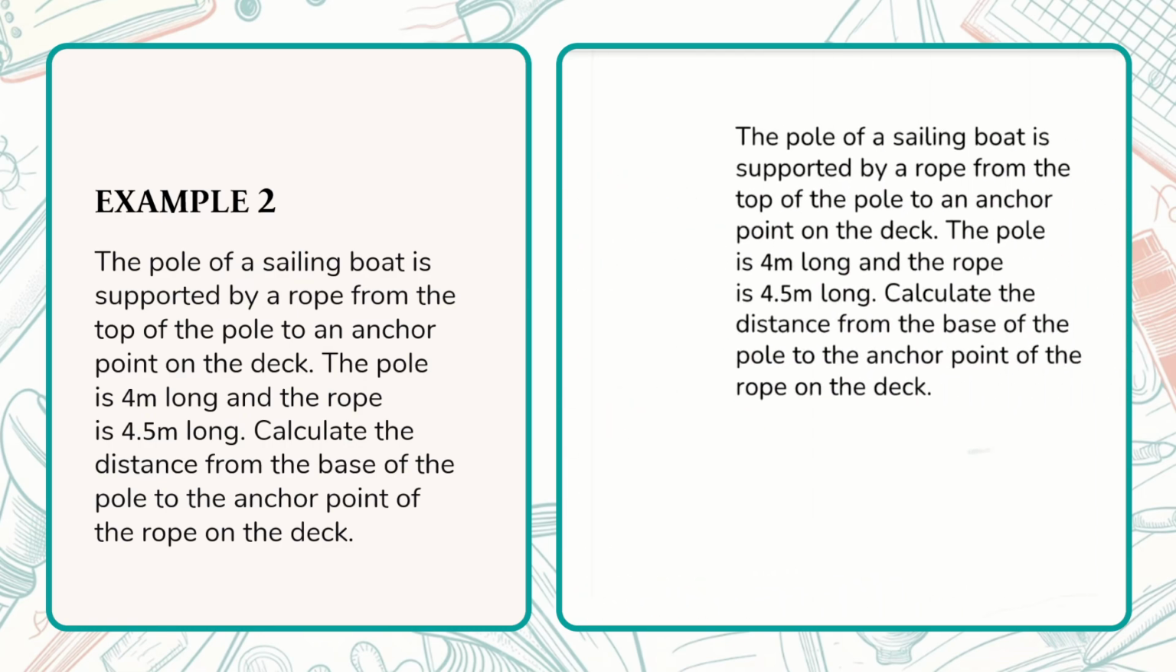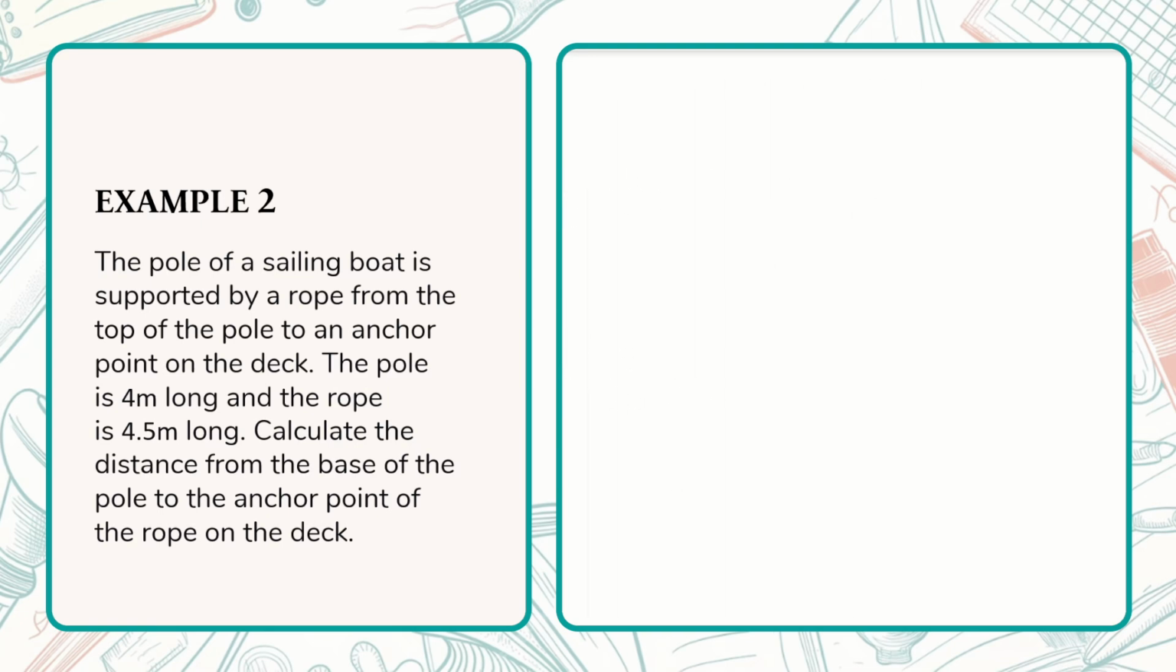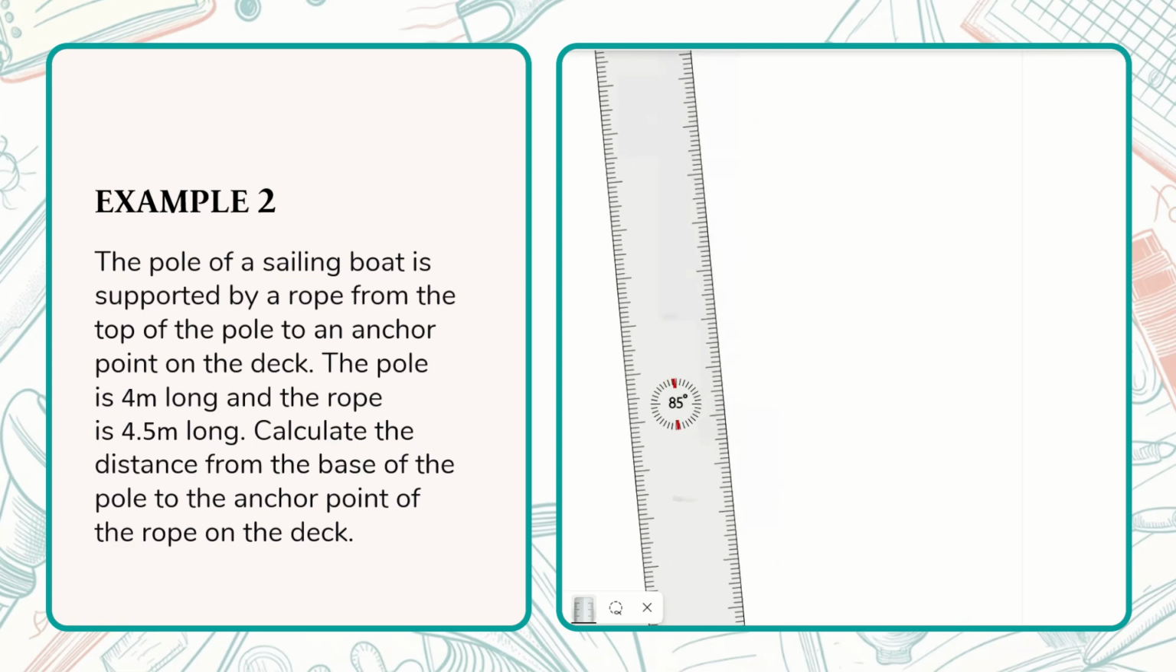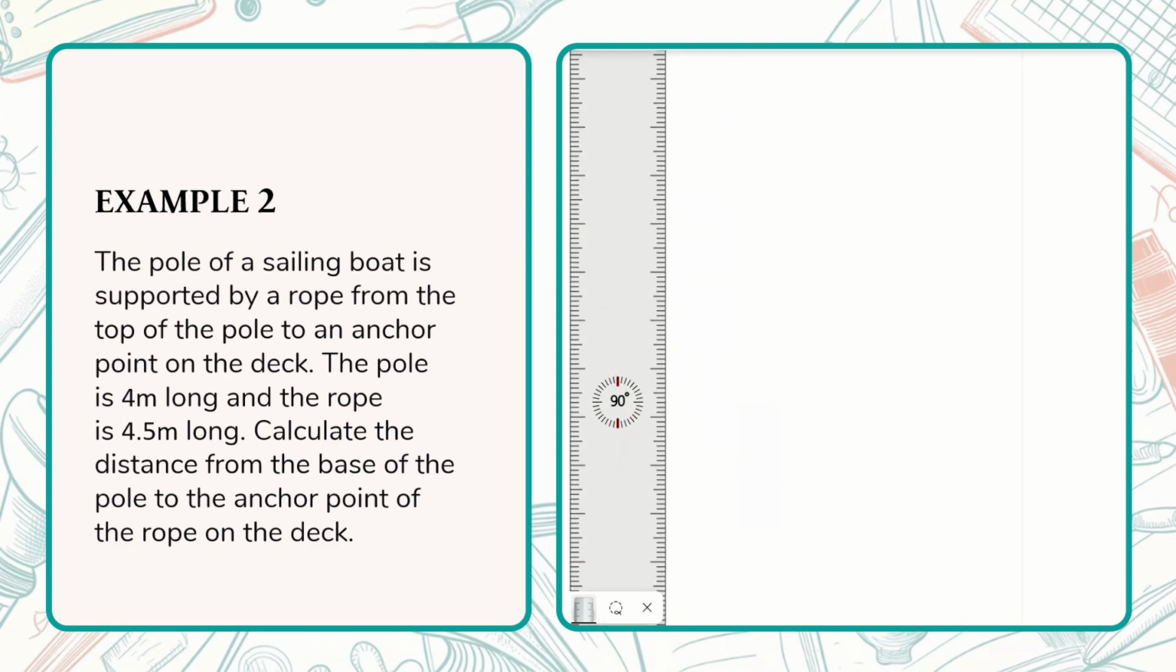Now let's consider another question. In this question, we are saying that the pole of a sailing boat is supported by a rope from the top of the pole to an anchor point on the deck. So the pole is 4 meters long. We can use our ruler, and then we'll put the pole as 4 meters. So we have our pole here.